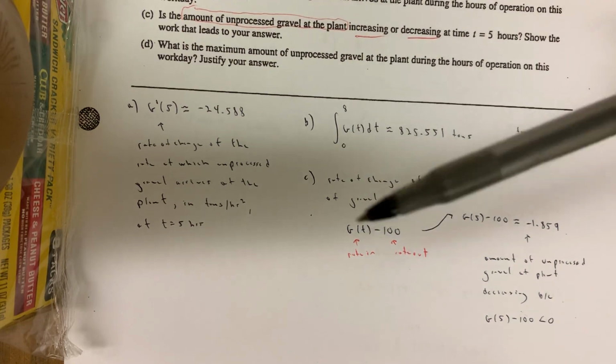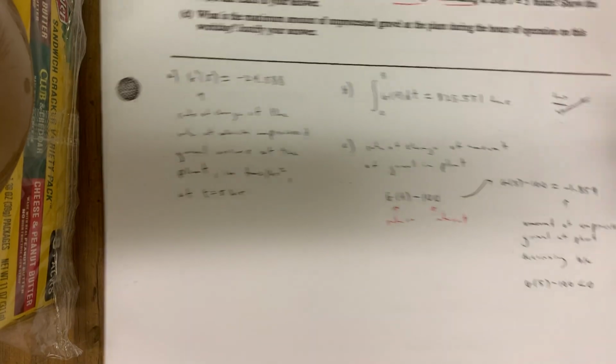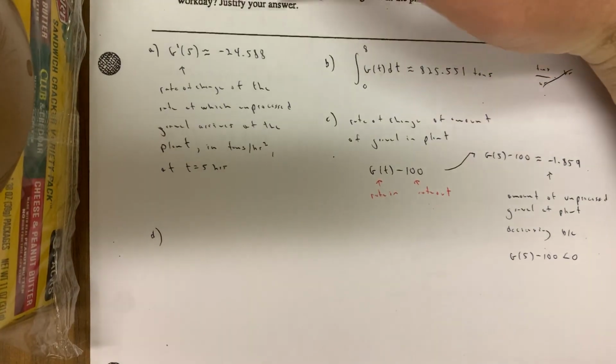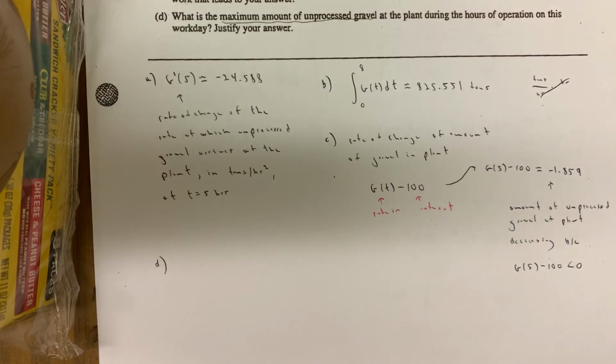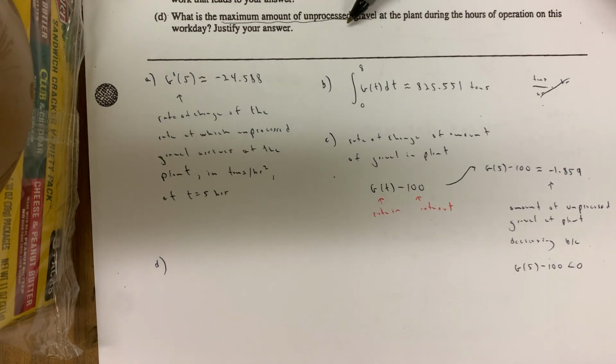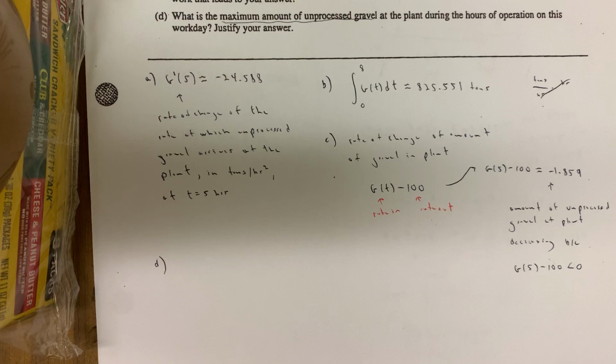But this is really important: to be given an entrance rate and exit rate and to figure out how to get the true rate of change, because that's important for part D, when you want to know what's the maximum amount of unprocessed gravel at the plant. Surely there must be some sort of test, and there is, the first derivative test. But you want the maximum amount of unprocessed gravel, so you need the function that represents the amount of unprocessed gravel. We don't have it. If you want, you can come up with it.